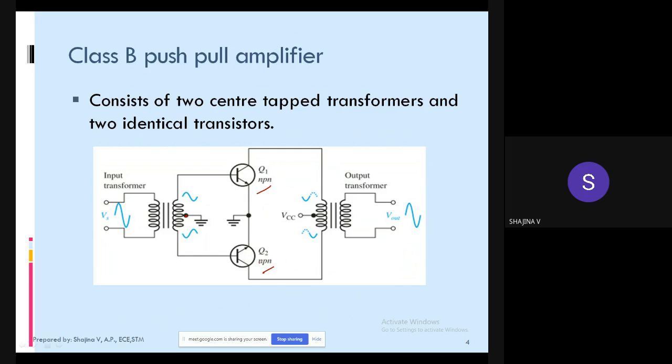And we have two transformers. One is the input transformer, let us call it T1, and there is an output transformer T2. These transformers are center tapped transformers. So in the class B push-pull amplifier, the main components are two transistors connected in push-pull configuration, and two transformers, one at the input side and the other at the output side. Both are center tapped transformers.